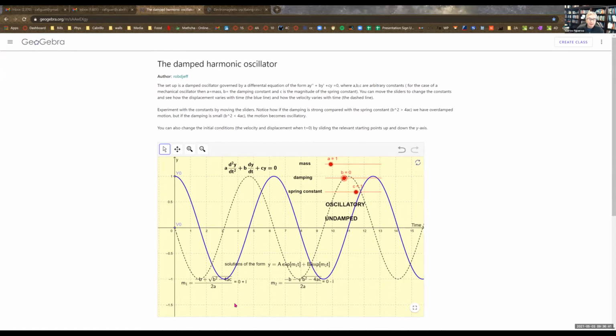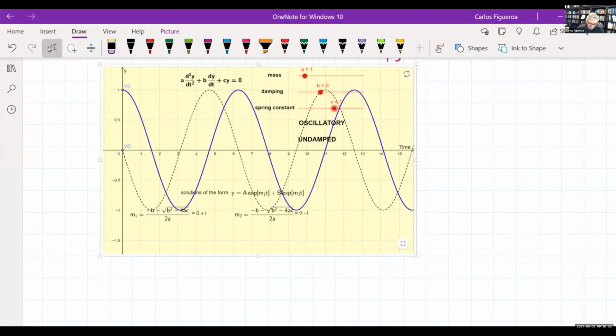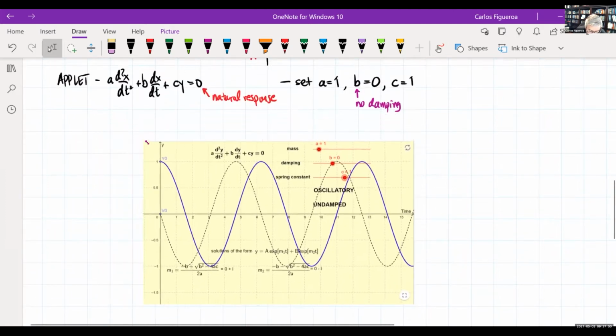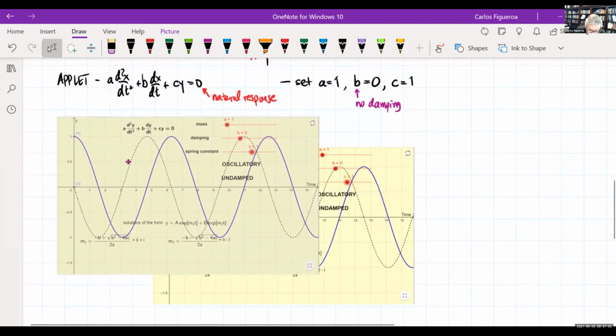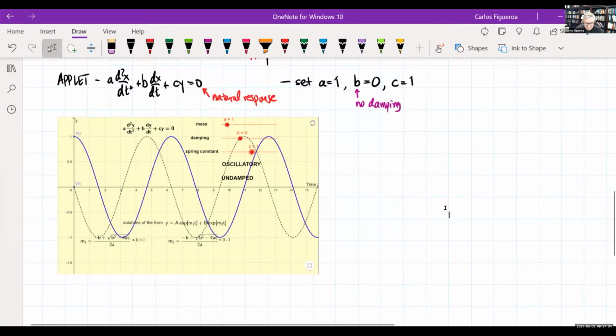Now what I want to do is go back. I just copied and pasted that image. Now I just got to find my OneNote. Okay, so we're back to my OneNote. So that's all I did right here. Let me make this so you could see here that you get perfect oscillations. So now the next thing I want to do is look at damping.